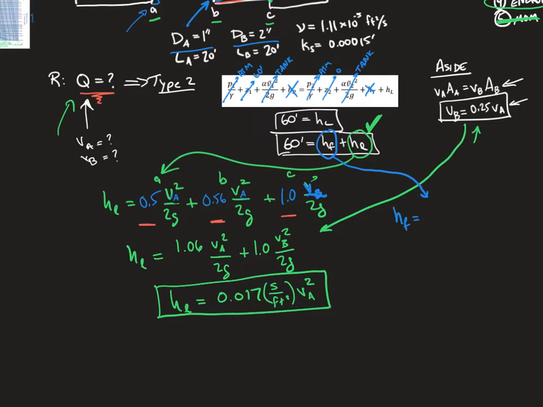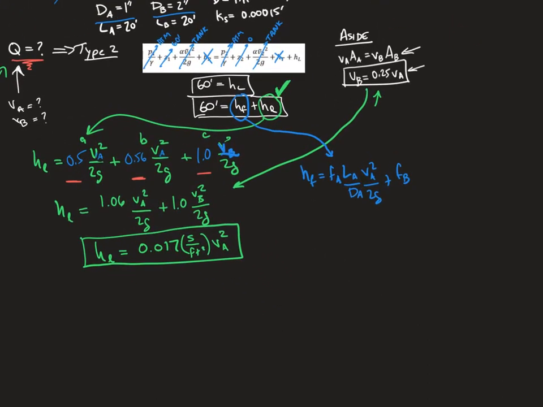So HF equals, for the first pipe, FA, LA, DA, VA squared on 2G, plus FB, LB, DB, VB squared on 2G. Okay, I think maybe you're looking at this now and you're going, I could see how this is starting to get a little bit complicated. Problem being, of course, these F's have to come off the Moody diagram, and there's two of them, and they aren't the same. And that's kind of the rub, right? So let's see how we can simplify this.